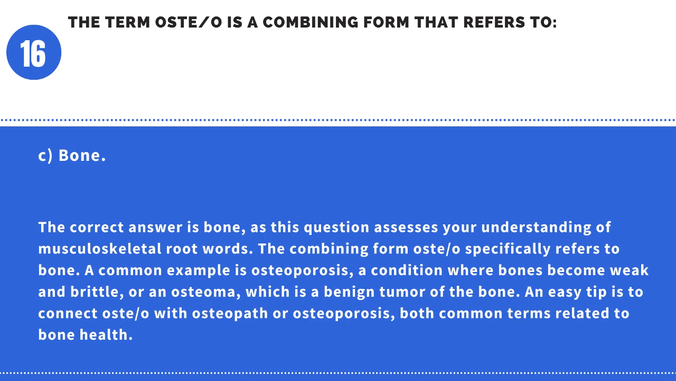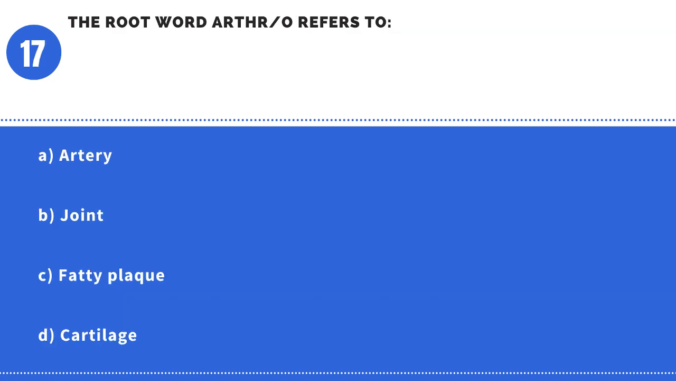Answer: C. Bone. The correct answer is bone, as this question assesses your understanding of musculoskeletal root words. The combining form oste/O specifically refers to bone. A common example is osteoporosis, a condition where bones become weak and brittle, or an osteoma, which is a benign tumor of the bone. An easy tip is to connect oste/O with osteopath or osteoporosis, both common terms related to bone health.